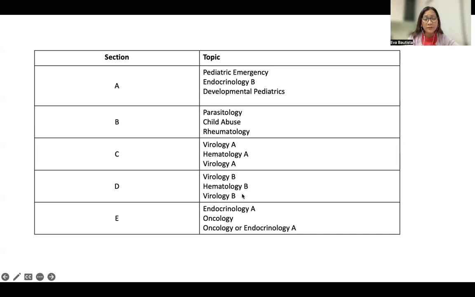2 groups will be choosing virology B. And for section E, the 3rd group will choose either an oncology or endocrinology A topic, but be sure that you compare your topics and that there is no overlap so that there will be no same journal to be appraised.